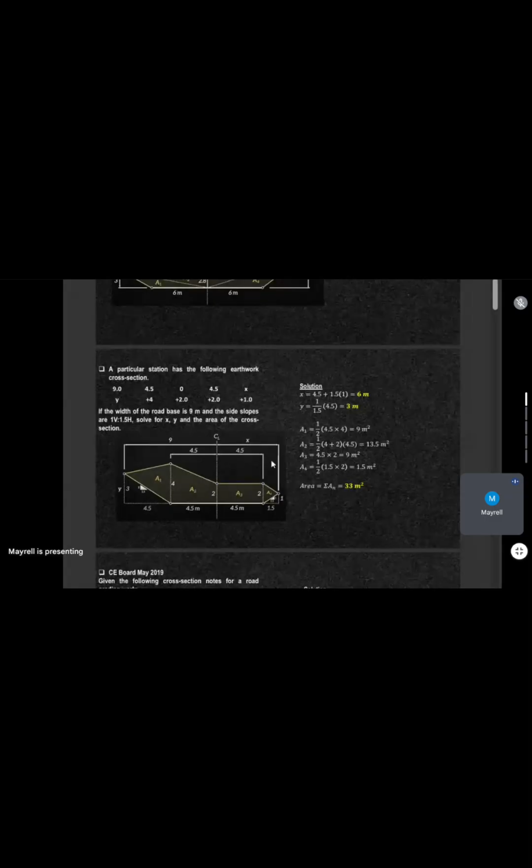Area 2, so that is 1 half 4 plus 2 times 4.5. Now that's 13.5 square meters. And area 3, that is just 4.5 times 2. So 9 square meters. And area 4, also 1 half 1.5 times 2. So 1.5 square meters. So the area of this section, that's the summation of all these areas. So total is 33 square meters.